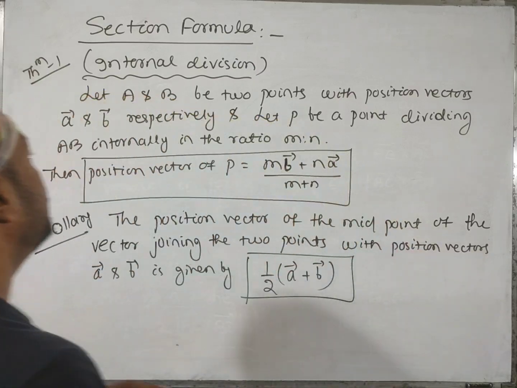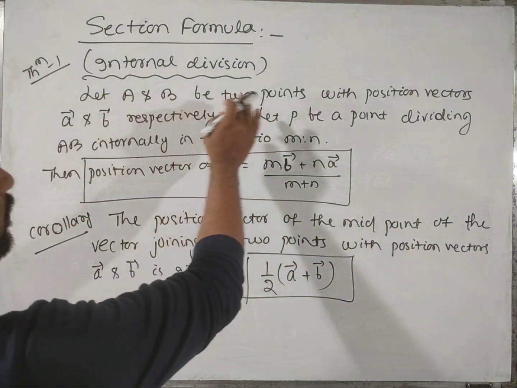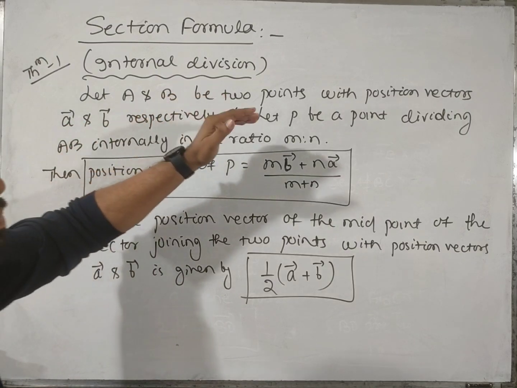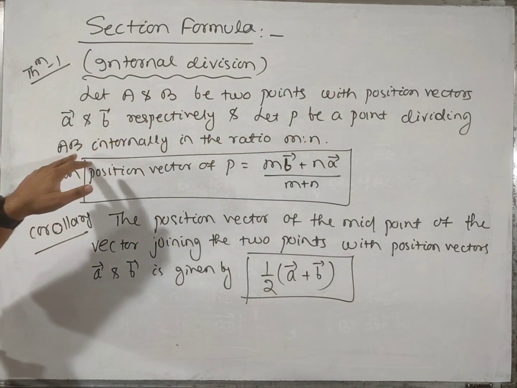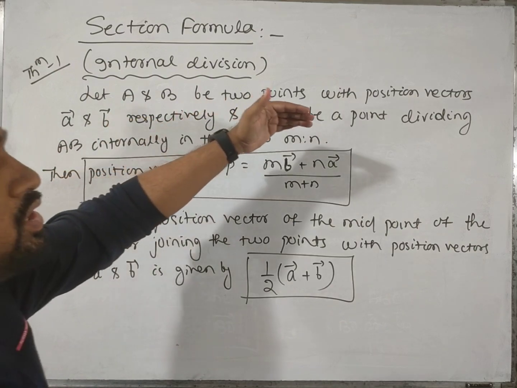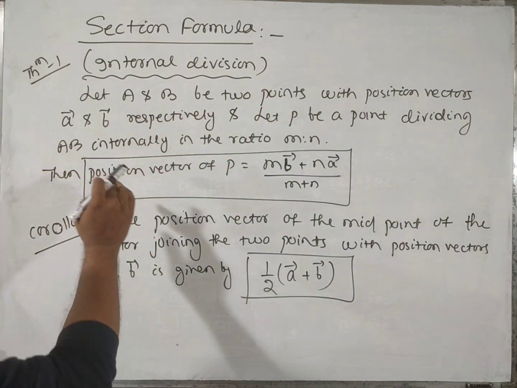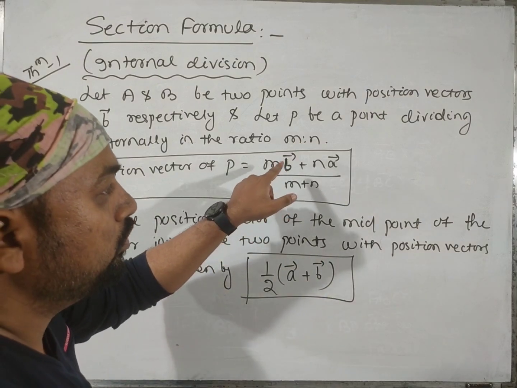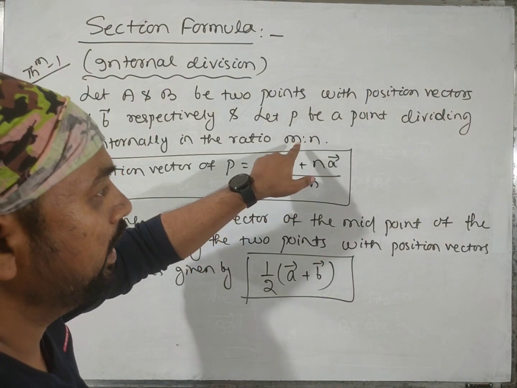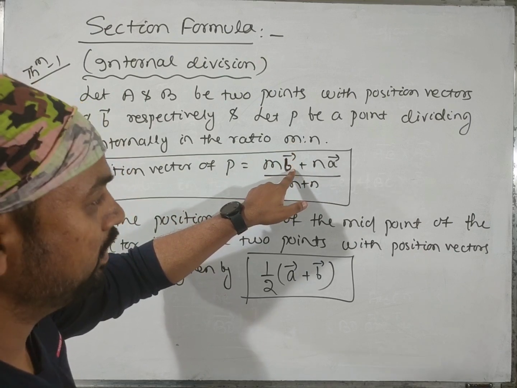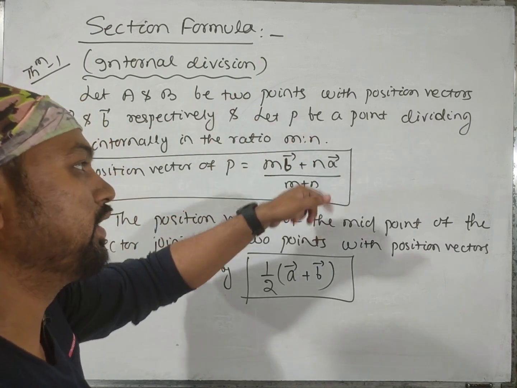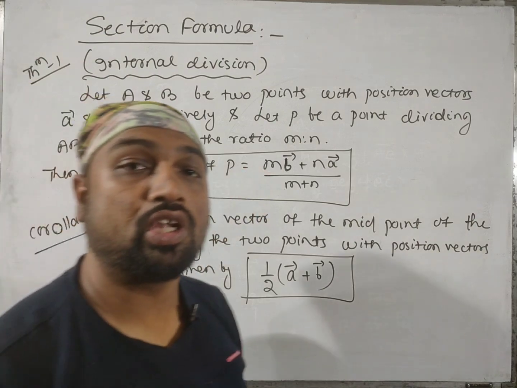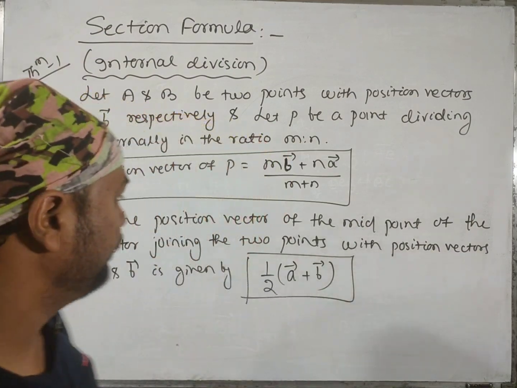So let A and B be any two points with position vectors A vector and B vector respectively, and let P be any point dividing AB internally in the ratio m is to n. Then the position vector of P is defined as m into the second vector B vector plus n into the first vector A vector divided by m plus n. It is almost similar to the internal division in coordinate geometry.